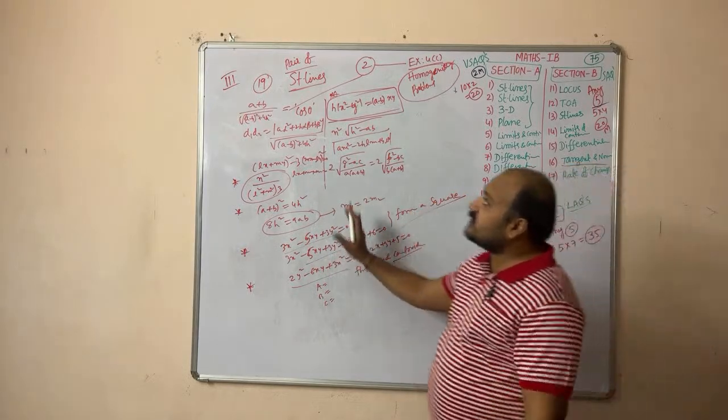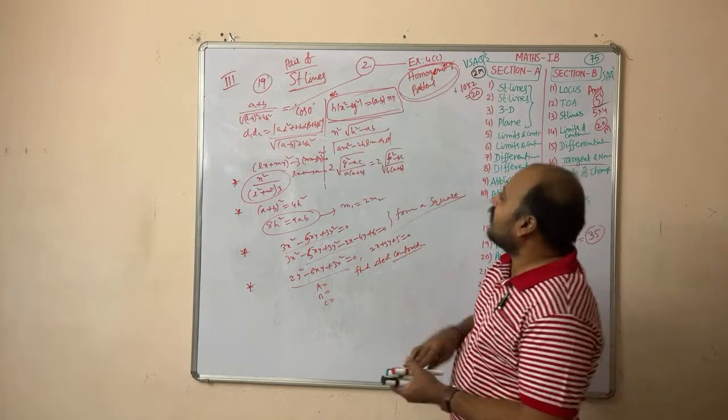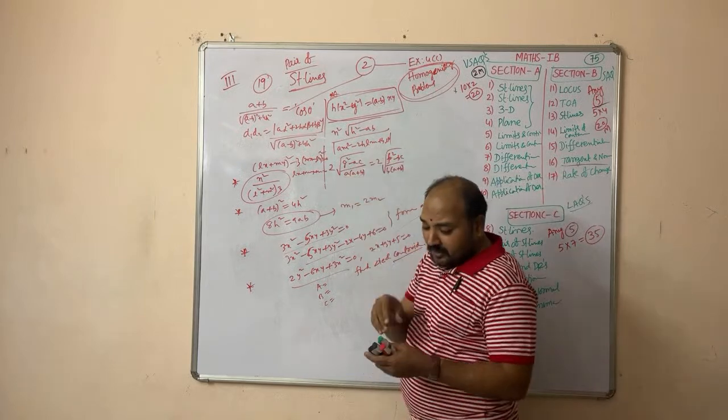So these are the possibilities from pair of straight lines. One is homogenizing surely. Another one is from these possibilities. These many possibilities are there. Even I did not tell one important thing also.